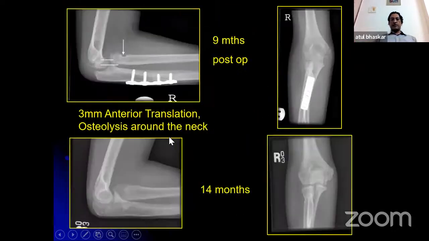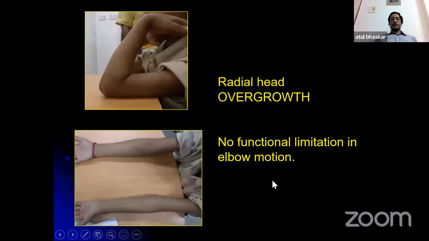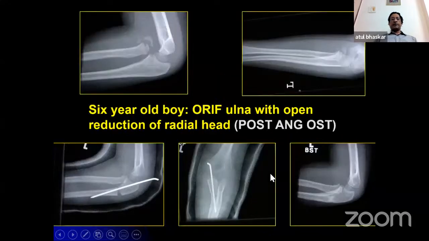This is 4 weeks post-op in the cast, and this is the 9-month post-op extent. You can see mild translation, and this is the pressure of the ligament. But the child had no symptoms at 14 months. You can see the head is overgrown but well maintained. So overgrowth is not uncommon after these kinds of operations, but there's no functional limitation.